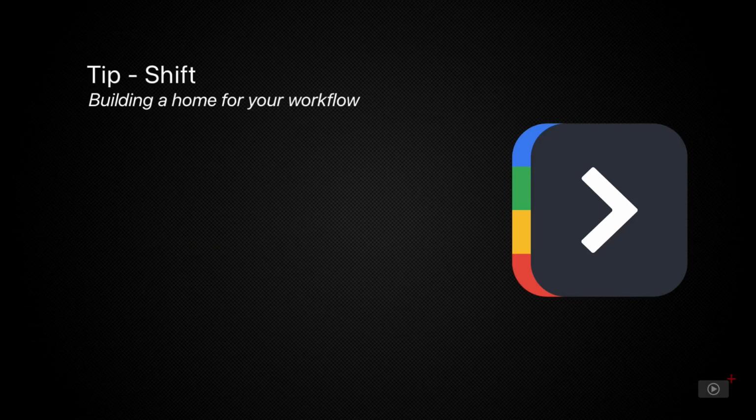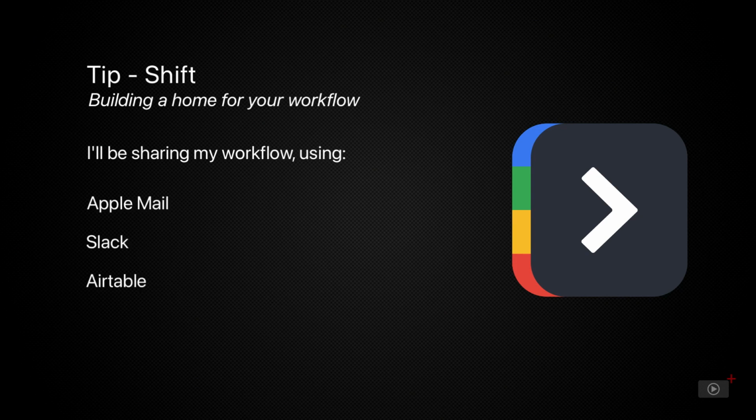Today, I'm showing off a Mac app called Shift. This is a productivity app designed to streamline your workflow by bringing together multiple apps and services to use in one place. In this video, we'll be using my workflow for creating a screencast video, which includes the use of Mail, Slack, Airtable, Apple Photos, and Dropbox, just to show what it can do.